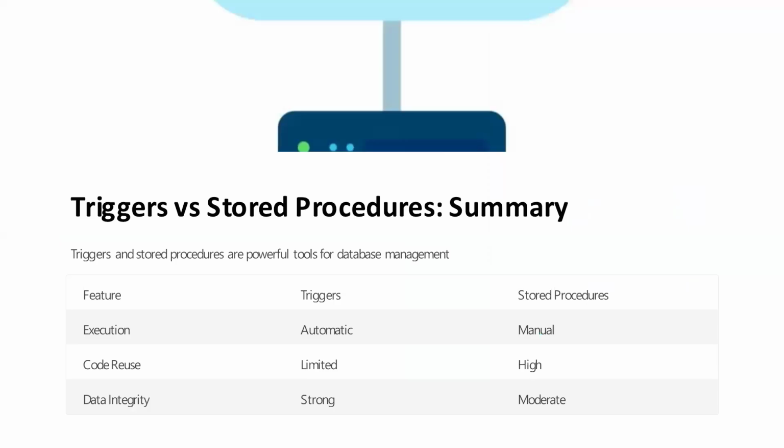And here are some key features of stored procedures versus triggers. Execution: triggers are automatically executed, because they are triggered when an event happens in the database. For stored procedures, we need to call them manually. Code reuse is limited in triggers and high in stored procedures. Data integrity is strong in triggers and moderate in stored procedures.